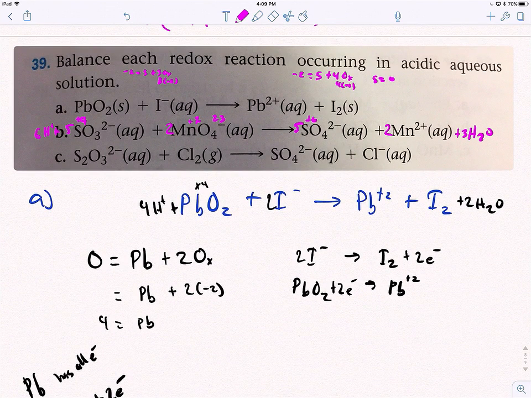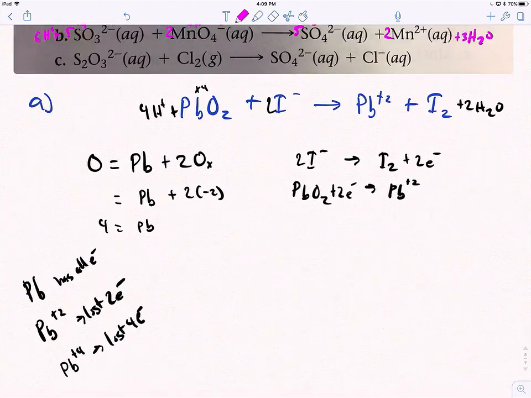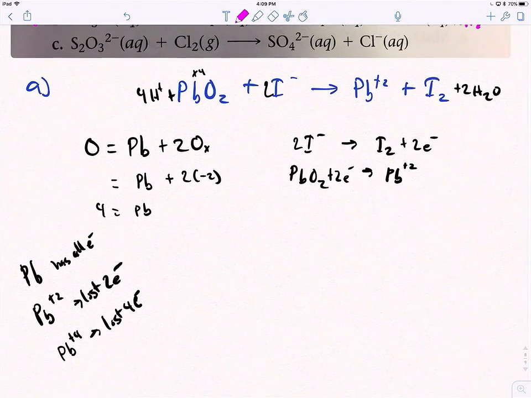Can you add water to the left? Is there a case where you have waters on the left? Yeah, it can be. Just looking at the next problem, actually, that might be a case. Let me think. Yeah, it looks like part C might actually be that way.